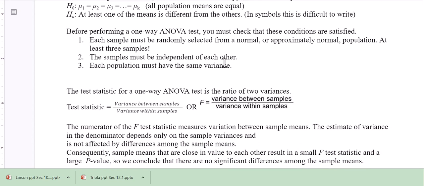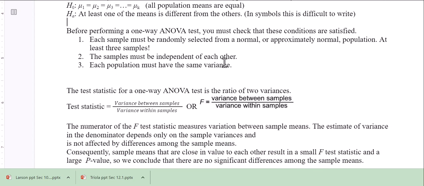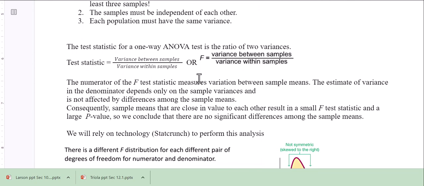Now, before we perform a one-way ANOVA test, you must check that the conditions are satisfied. We're essentially checking that we can use the central limit theorem. So either you have large enough sample sizes or your samples are coming from normal or approximately normal populations. The samples must be independent of each other, and each population must have the same variance. This is pretty important for an ANOVA test: each population must have the same variance. Now the test statistic for a one-way ANOVA is the ratio of two variances.